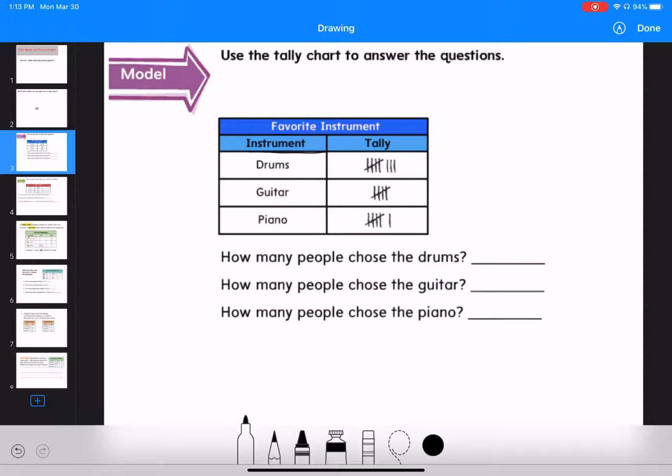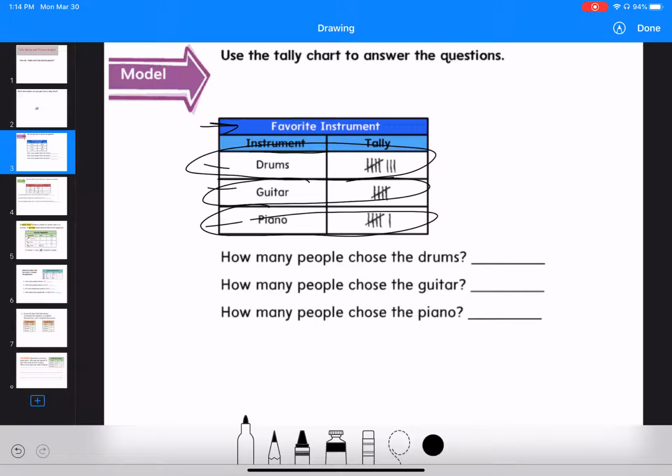Okay, so here we have an actual tally chart. This is what yours is going to kind of look like, but you get to choose whatever you want to survey yours on. So this one, they chose to survey their favorite instrument. If you look up at the top, this is where the title will always be. So you will know that they surveyed the question, which one of these is your favorite instrument? Drums, guitar, or piano? So this whole row goes with the drums. This one is for guitar, and this one is piano.